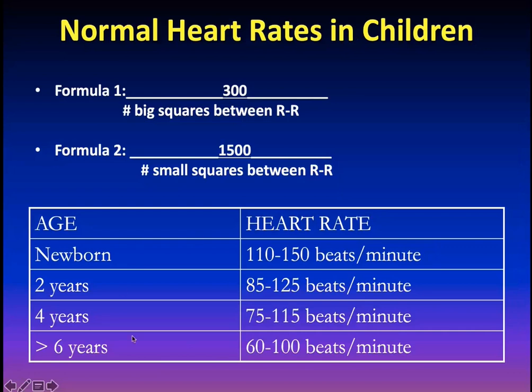Okay, so you need to memorize, no, the normal values. For the newborn, it is 110 to 150. For 2 years old, it is 85 to 125. 4 years, 75 to 110. More than 6 years, it is 60 to 100.